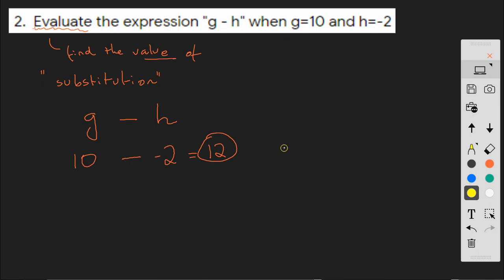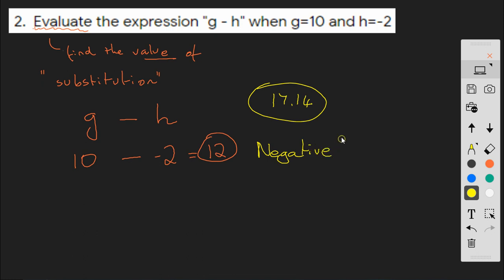If you want to do a little substitution nugget, then the one to try is 17.14. Now, one of the biggest problems that students have is that their maths goes fine until we have negative numbers involved. So if you need to practice your subtraction of negative numbers, then go and have a look at this nugget, 2.06.